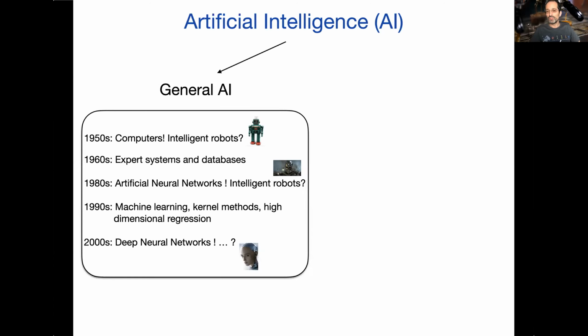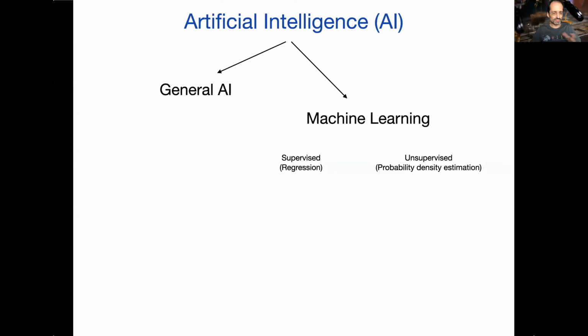In the 2000s, people have invented deep neural networks, and you can guess what they want to use it for, and it may or may not be successful. But the other side of artificial intelligence, broadly speaking, is machine learning, and that's a computational statistics technique that grew out of the 1980s revolution. And really, there are two parts to it: either there's regression or there's probability density estimation, so supervised and unsupervised learning. And supervised regression is function fitting.